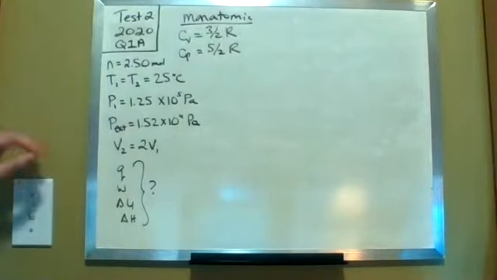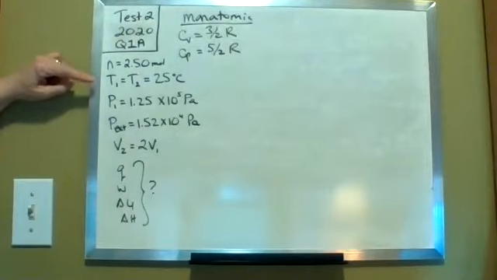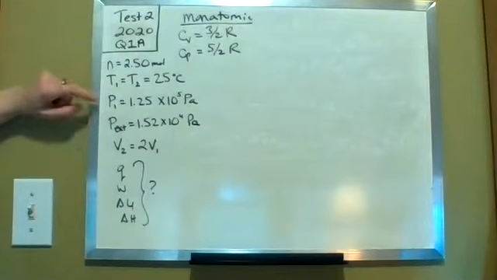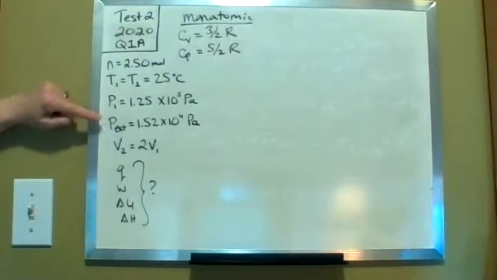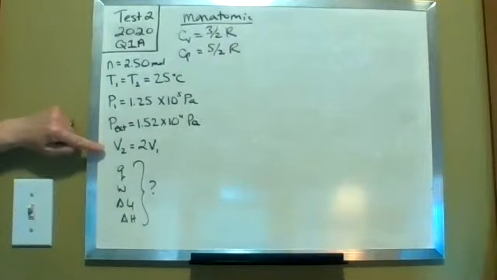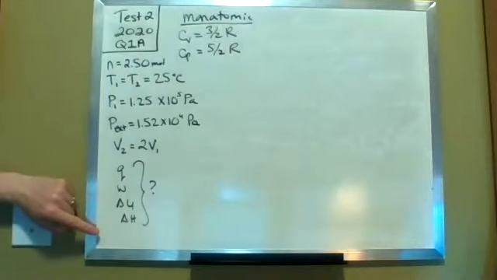Given the following variables, you have number of moles. You're given the initial temperature, 25 degrees. You're also told that this is an isothermal process, meaning that our temperature is not going to change. So you also know T2. You're given the initial pressure. You're given the external pressure. And you're told that the final volume is twice as much as the initial volume. And you want to find heat, work, delta U, and delta H.